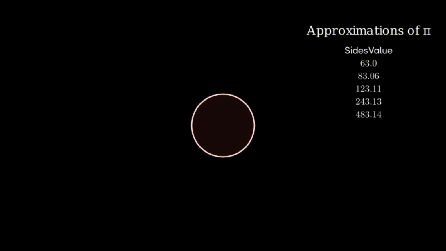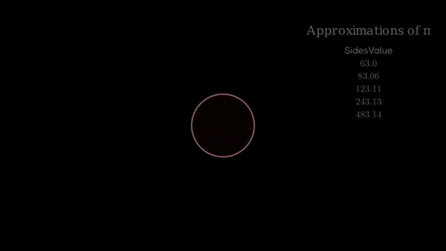Our final approximation with 48 sides gives us 3.14, which is the familiar value most of us memorize for pi. This is remarkably close to the true value, which begins 3.14159265. This geometric approach demonstrates how mathematical constants like pi can be discovered through simple yet powerful visual reasoning, connecting the discrete world of polygons to the perfect continuity of a circle.